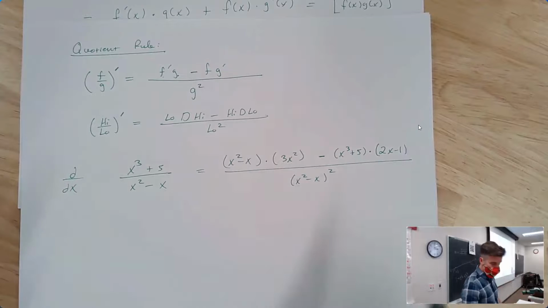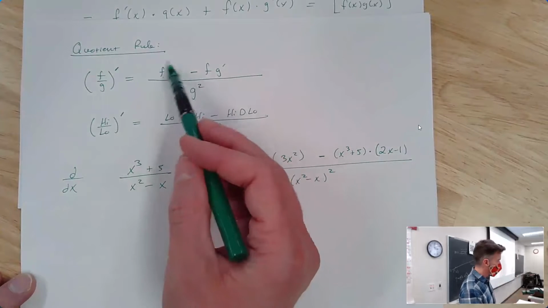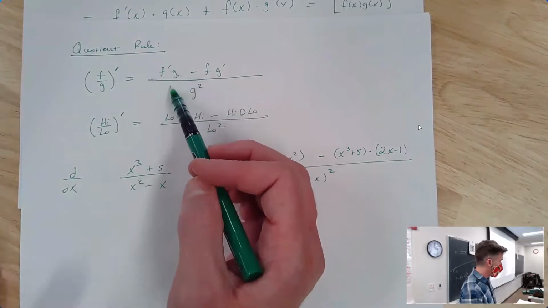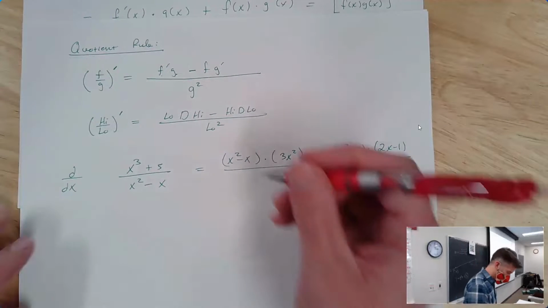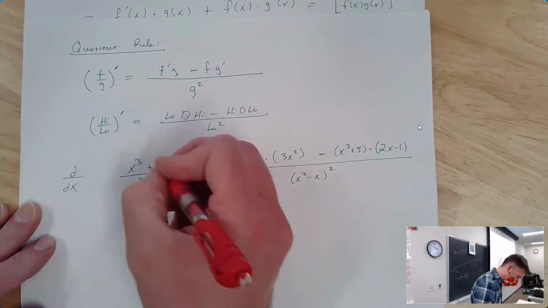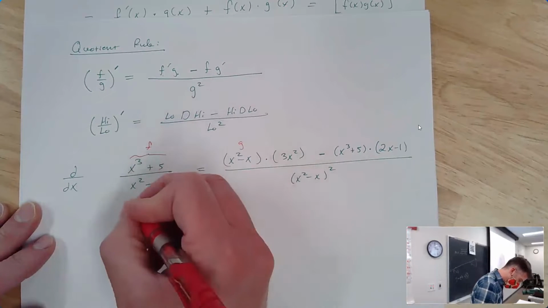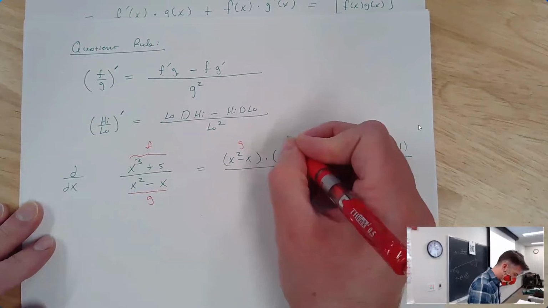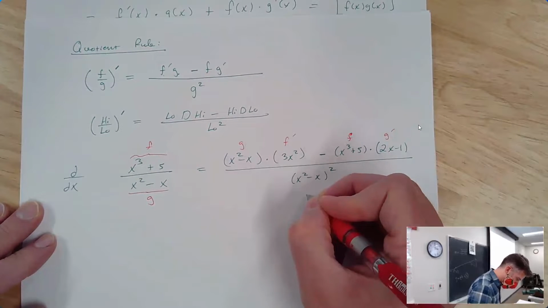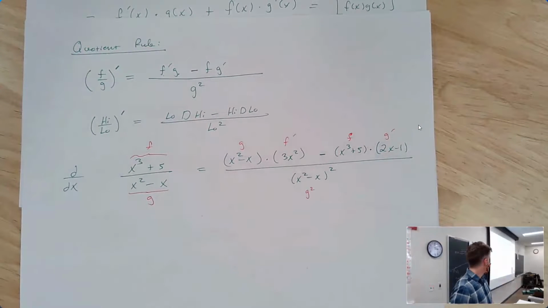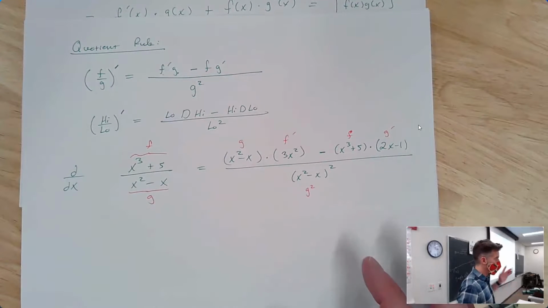One thing I want to mention is I did kind of do this first part in the opposite order, right? I didn't do f prime times g. I did g times f prime. That is totally fine. If I call this f and this g, this is g times f prime minus f times g prime all over g squared. That's just the way I usually think of it. It's the bottom times the derivative of the top minus the top times the derivative of the bottom. As long as you can do it, it doesn't matter how you say it in your head.